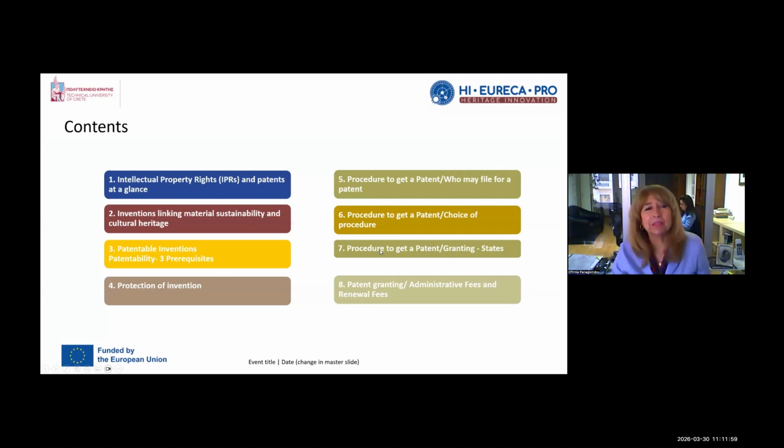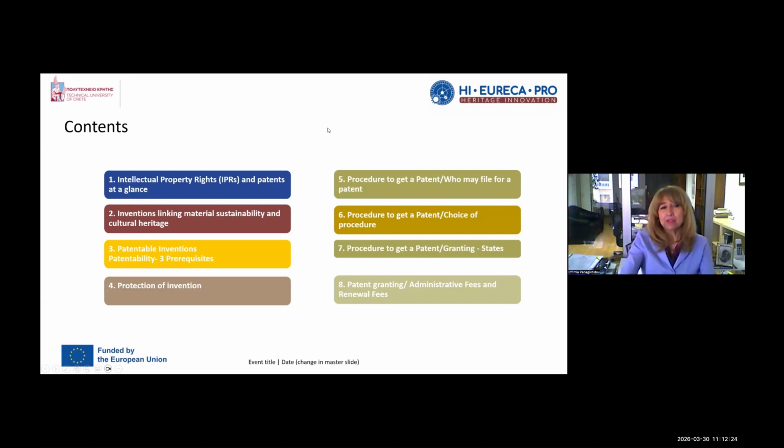Well, these are the contents. We are going to see 8 points. I think these are the most crucial points for someone who wants to make a patent, either he is a researcher or he works in a TTO office.